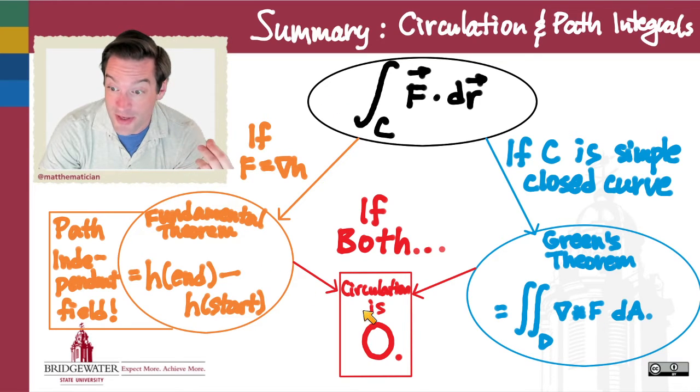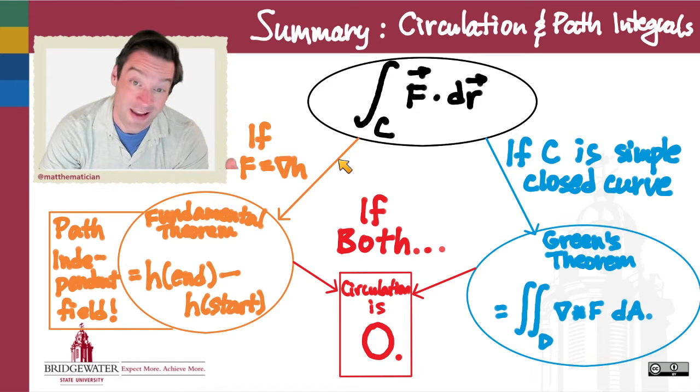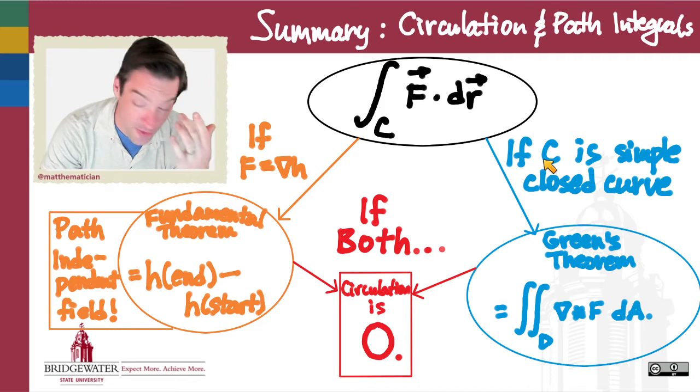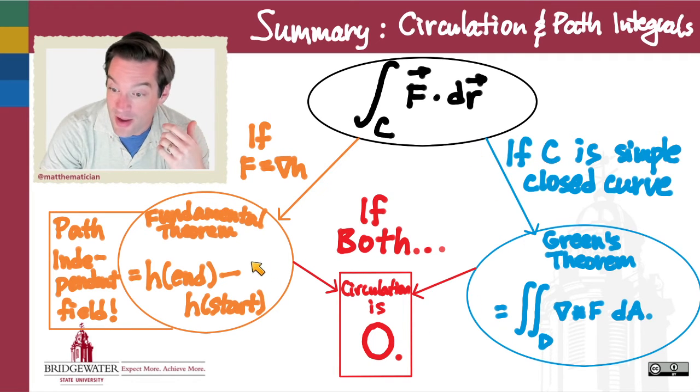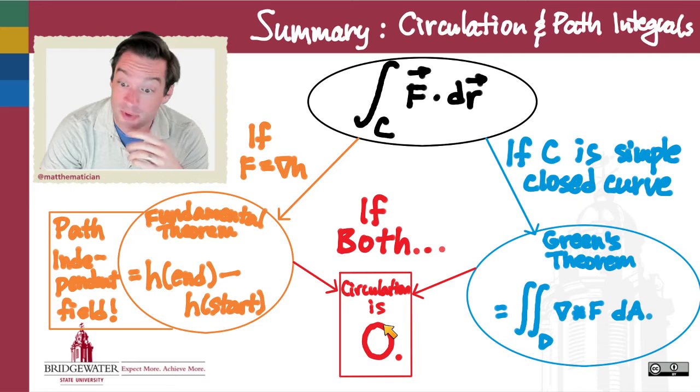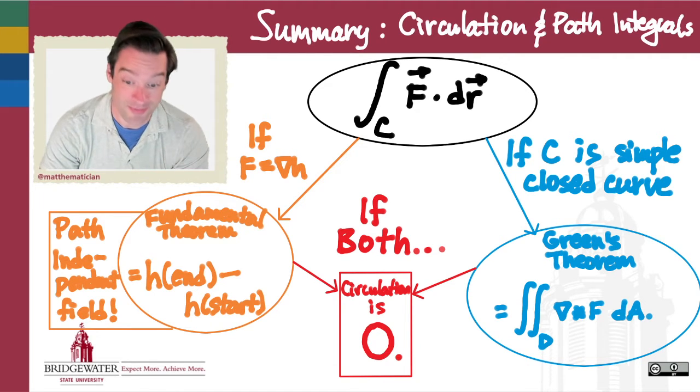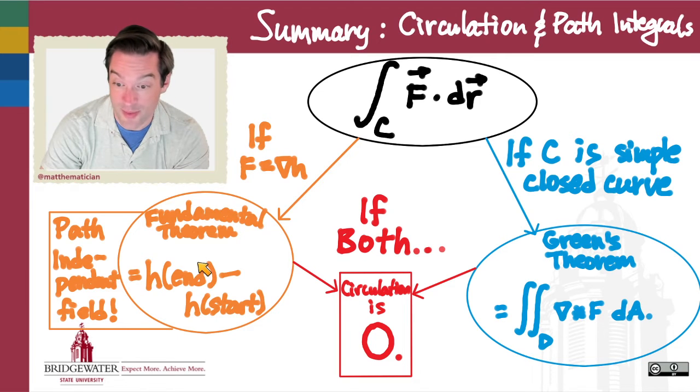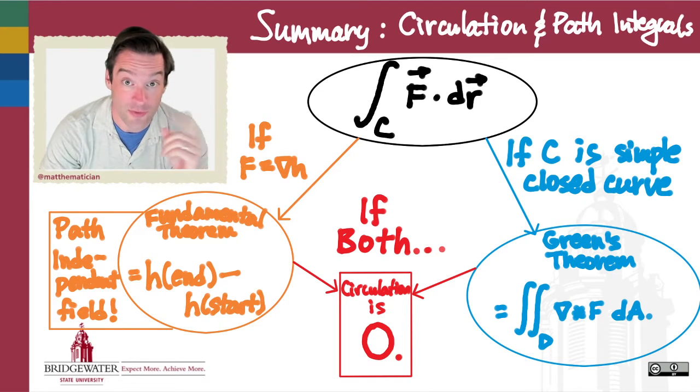But there was something special that happened if both of these situations were true. If I have a gradient vector field, and also I have a simple closed curve as the curve that I'm trying to find the circulation on, then these two things combine to tell me that the circulation is zero. In this case, because the ending point and the starting point of my path would be the same point, when I do this, I get the same number minus itself, and that gives me an answer of zero.